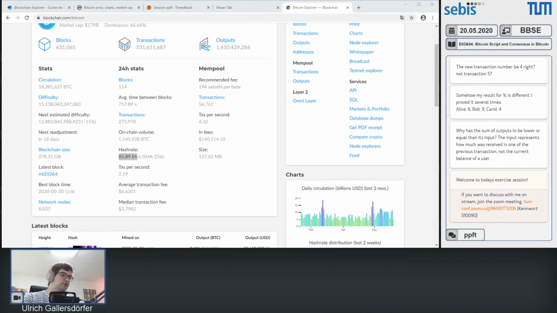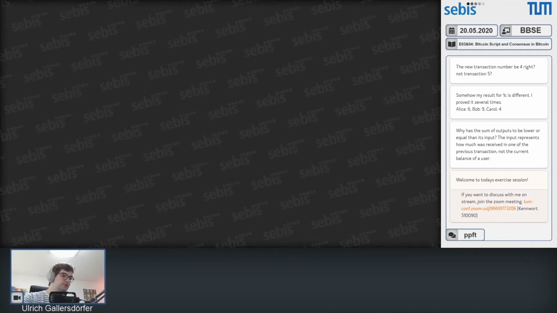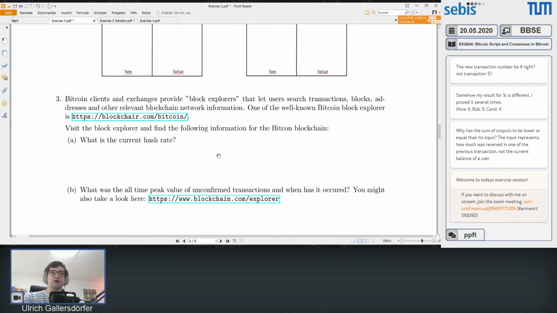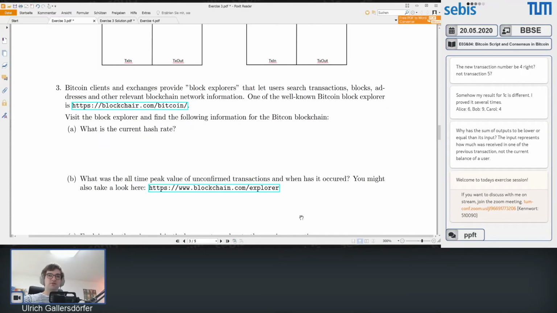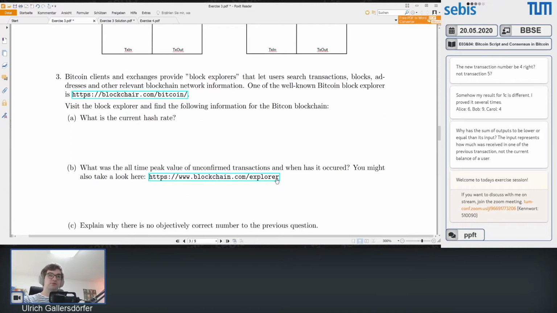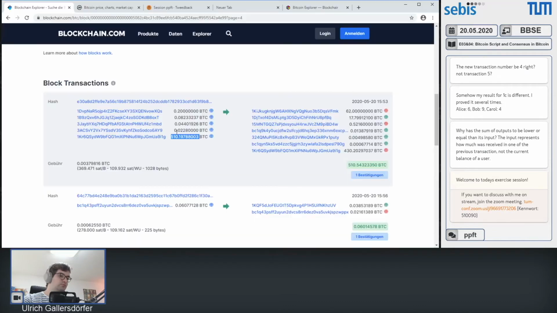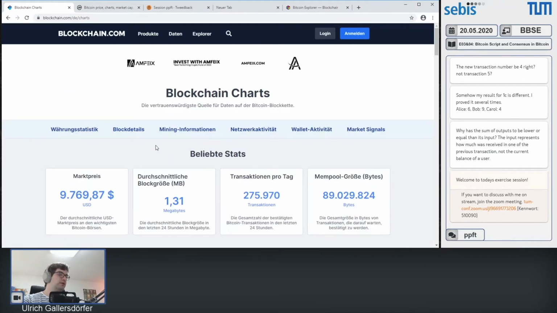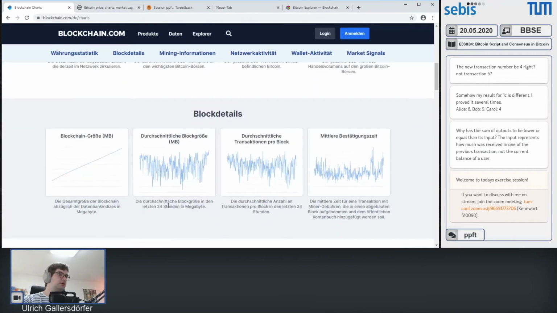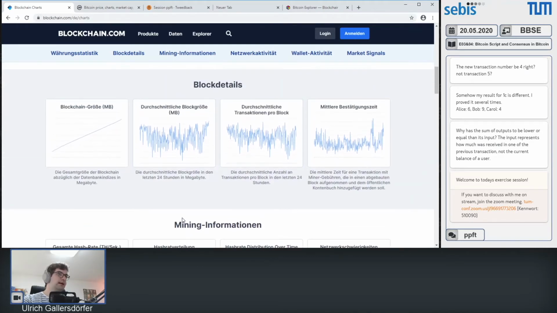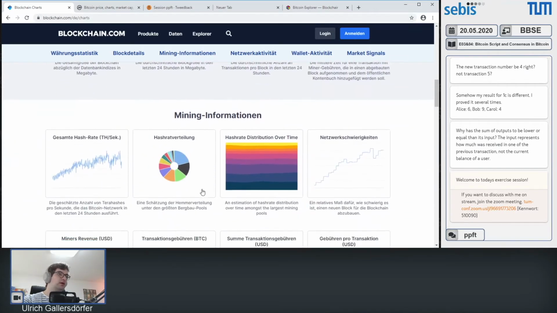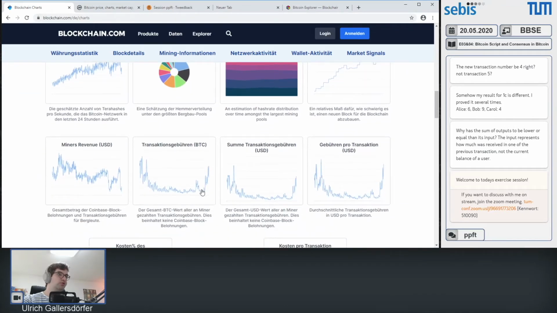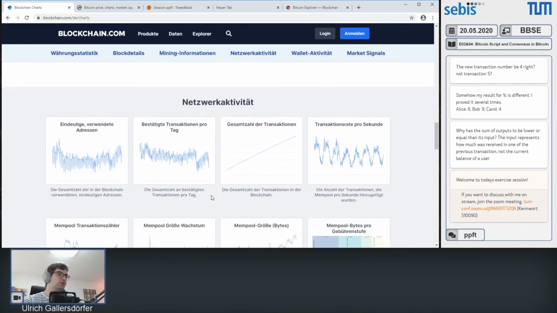Okay, then the next one is: what was the all-time peak value of unconfirmed transactions and when did it occur? You might also take a look here. So when you go to this blockchain.com Explorer, you can do that again. Then you can take a look at the charts. And there are a lot of charts, not millions, but a lot. You have to search if there is something that fits what you need.